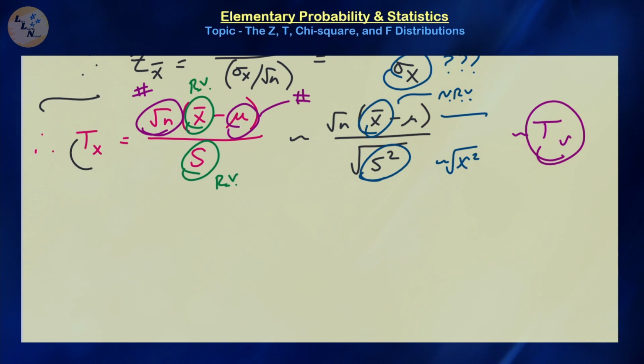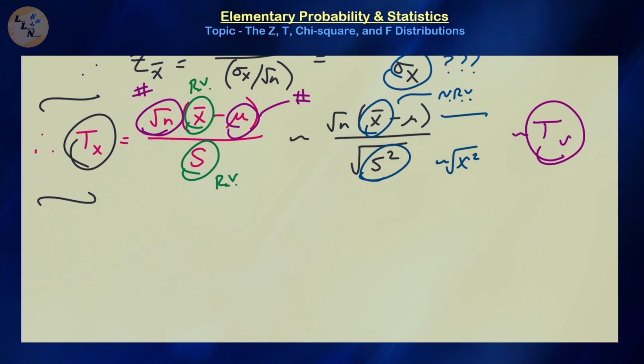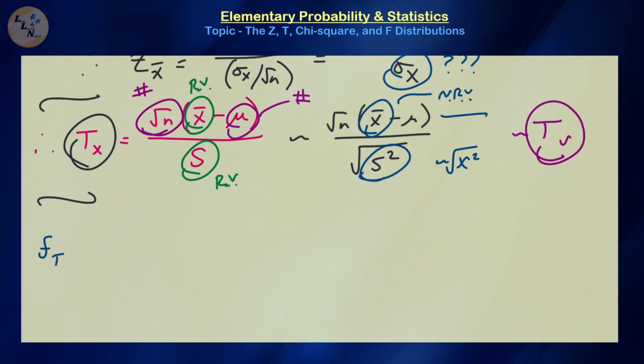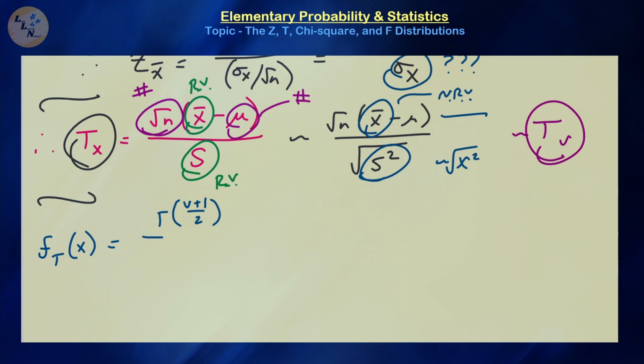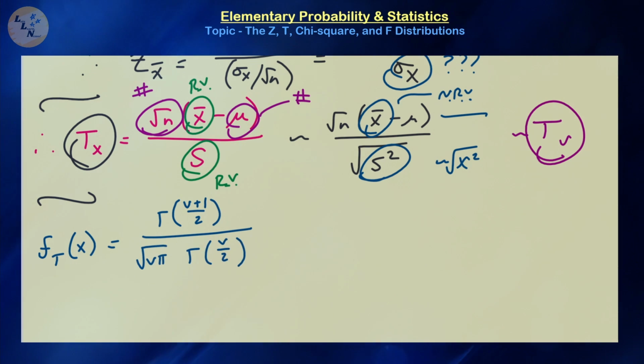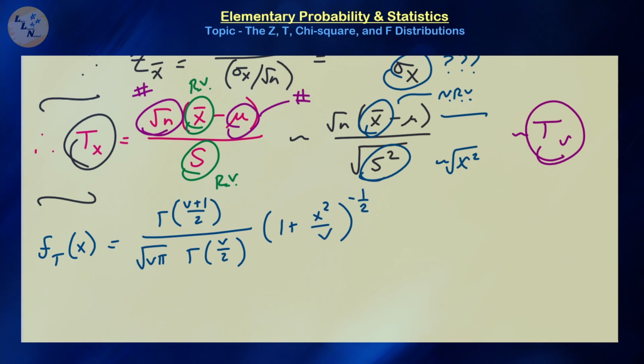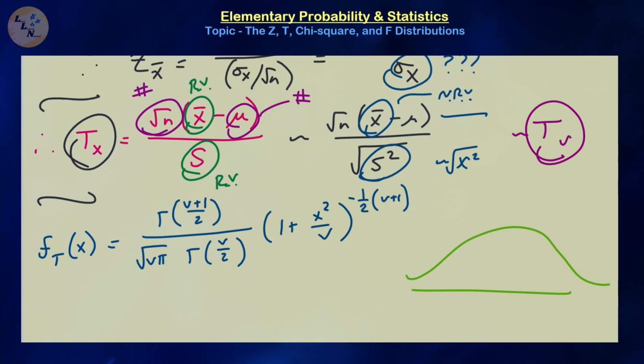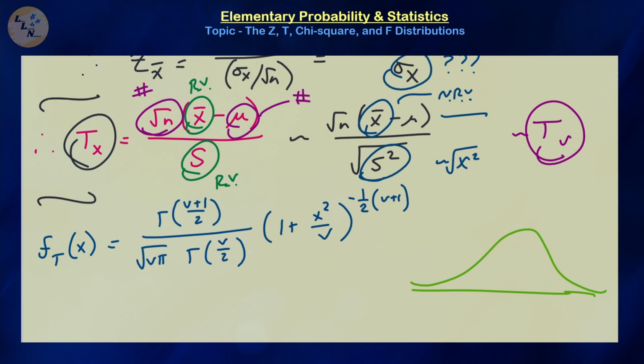Now, what is the distribution of this random variable? Let's give the formal probability density function representation for t. So f of t is going to be equal to gamma of (v plus 1) divided by 2, divided by the square root of v pi times the gamma of v over 2, times 1 plus x squared divided by v, to the power negative 1/2 times (v plus 1) in the exponent. So if you take a look at this distribution, say in Desmos, you're going to have a distribution that sort of looks like this. Actually, that's a horrible graph of what this distribution looks like. It actually looks more like that.